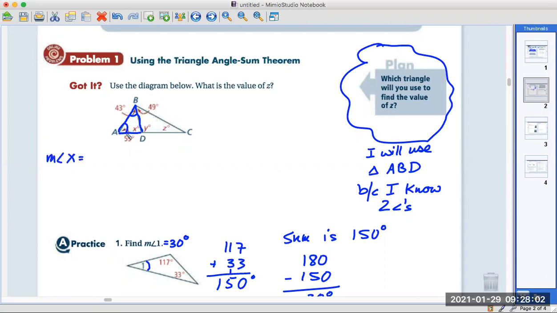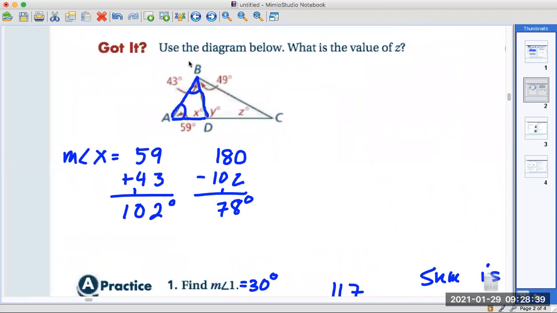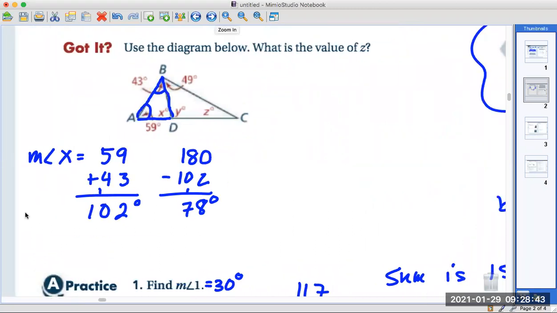Measure angle X is 59 plus 43. So I find the sum of the other 2. 59 plus 43 is 102. And then I subtract that from 180, which I want to know the difference. 102 to 180 is 78 degrees. So I know measure angle X is 78. So I put that in my picture, 78.